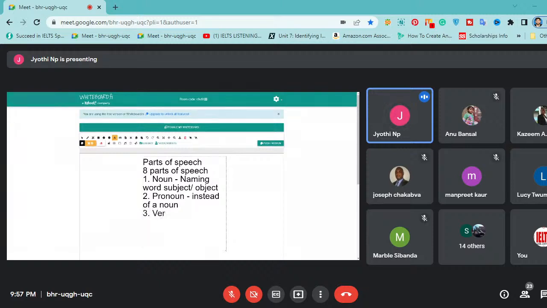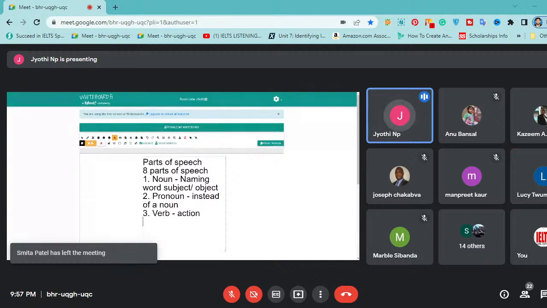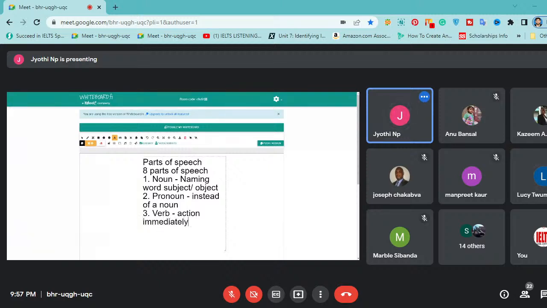Okay, then verb. Now verb is used to show the action in the sentence. And mostly, the rule of using a verb is that it should come immediately after the subject. This is a rule. There can be exceptions. When we are taking it in detail, I will explain. Okay. So then adjective. So adjective is a describing word.